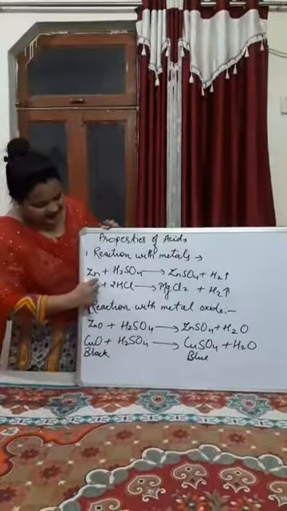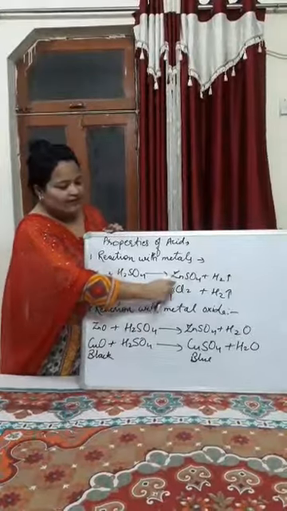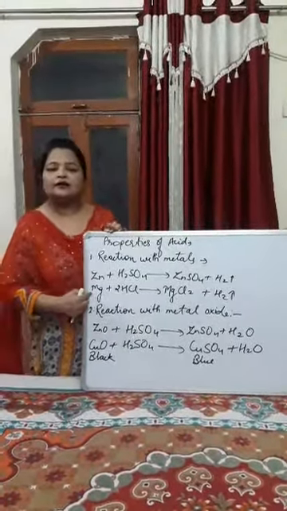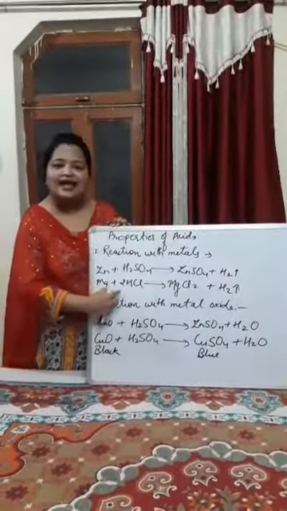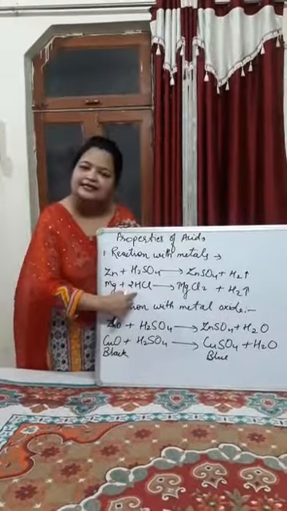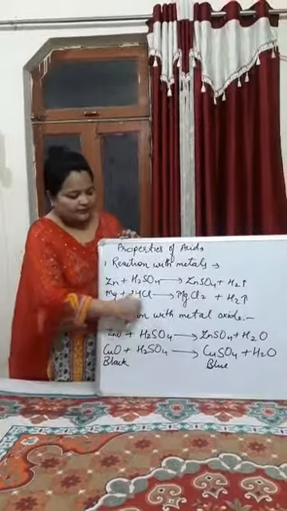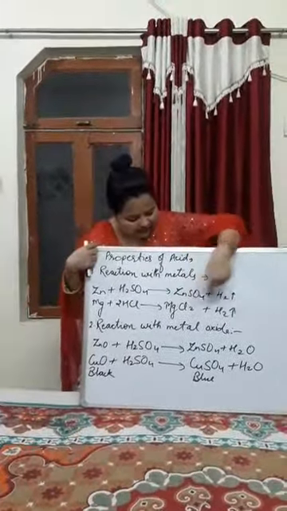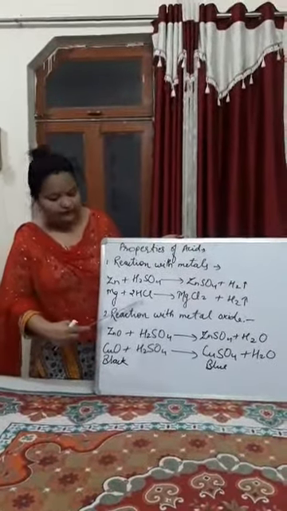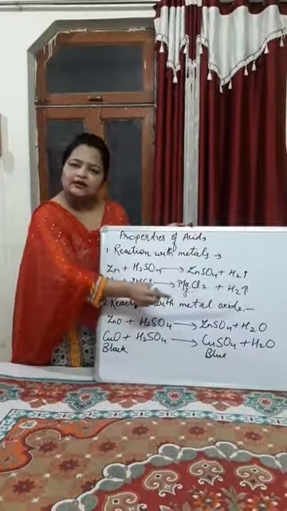ठीक है? When zinc reacts with dilute sulfuric acid, it forms zinc sulfate and liberates hydrogen gas. Similarly, when magnesium reacts with dilute acid, it can be sulfuric acid, it can be hydrochloric acid, that is HCl. When magnesium reacts with dilute hydrochloric acid, it forms magnesium chloride and liberates hydrogen gas. Here you can see, magnesium reacts with HCl to form magnesium chloride and hydrogen gas.